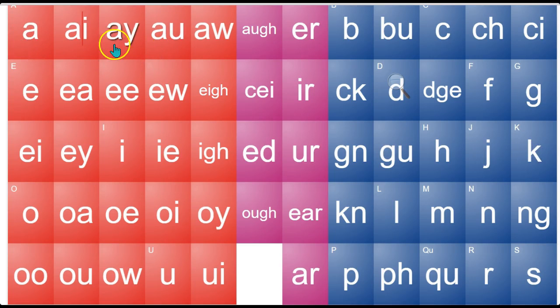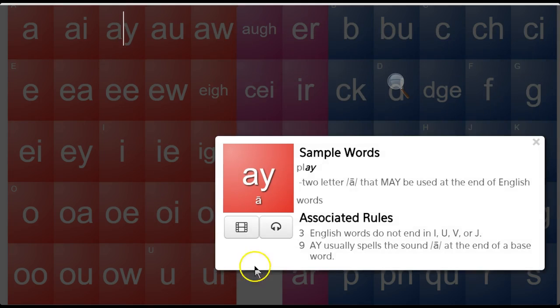So let's go to the next one, the AY. It has only one sound, but it's spelled with two letters. A, two-letter A that may be used at the end of English words. This is the sound for A, but this one we can use at the end of a word. We cannot use AI at the end. It's not how English words are spelled. But we can use AY. And the word they give us here is play.